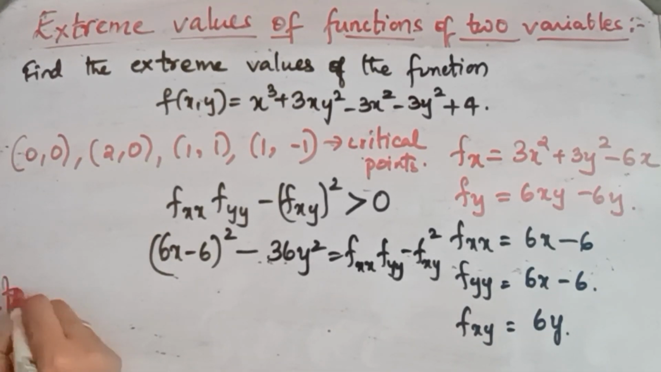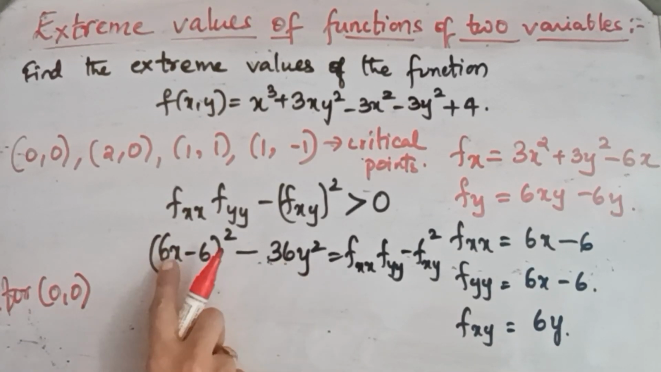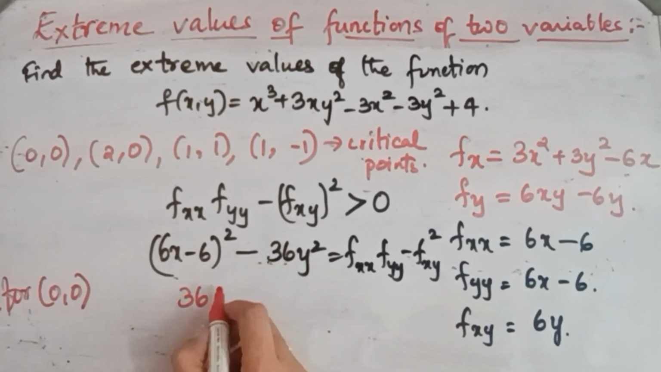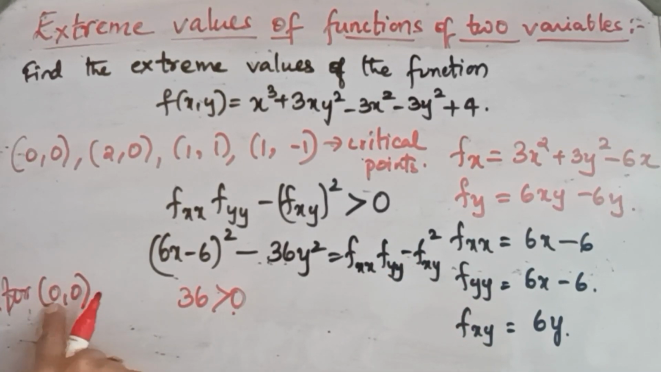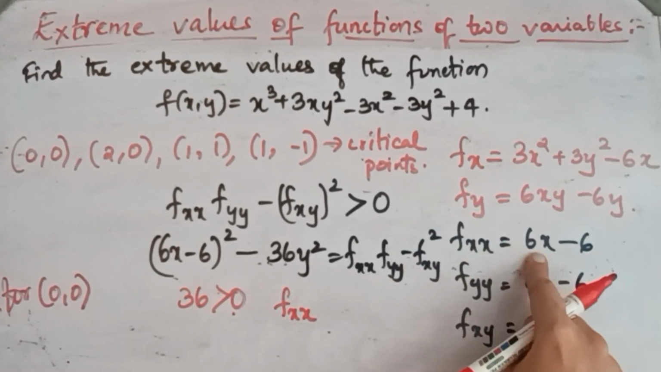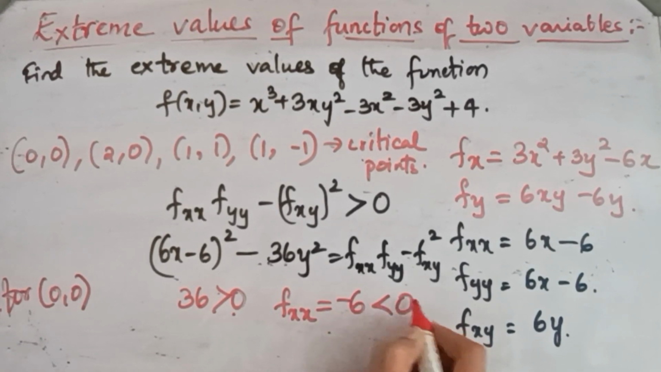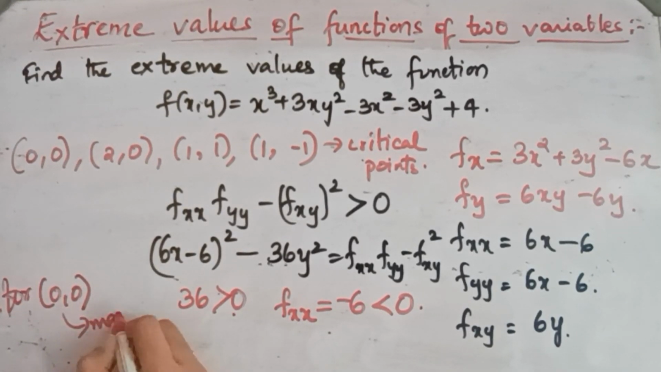So consider the point 0, comma 0. Put x equal to 0, y equal to 0. So here I'll get minus 6 whole square, which is 36. Anyway, this is 0. So this is positive. 36 is positive. So this expression is greater than 0 for 0, comma 0. And you have to check the sign of fxx. At x equal to 0, fxx equal to minus 6, which is less than 0. So this is positive and fxx negative means this is a point of maximum. There exists a maximum at this point.